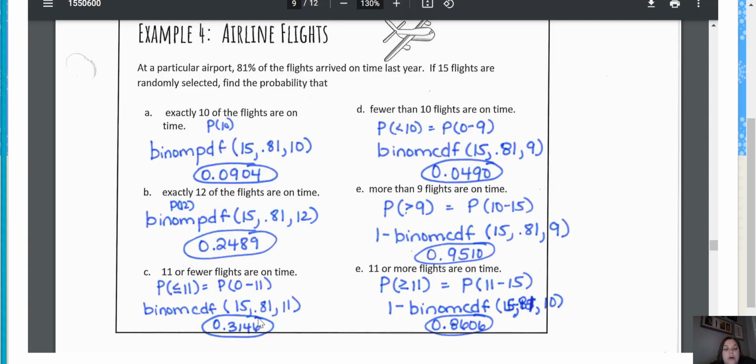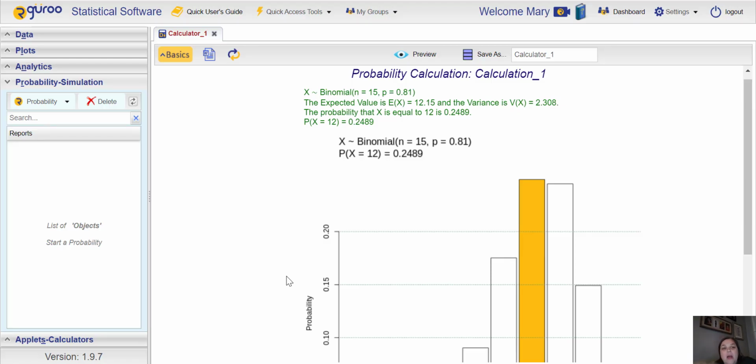Let's go on to one more. Okay, so let's look at C. The probability of 11 or fewer flights are on time. That was a binomial CDF problem. For binomial CDF, it's a cumulative function, where we would add the probabilities of 0, 1, 2, 3, 4, 5, 6, 7, 8, 9, 10, 11. For the X, we would put in 11 because that's where you want it to stop adding. You want it to start adding at 0 and stop adding at 11. And we got 0.3146. So let's go back to OurGuru.